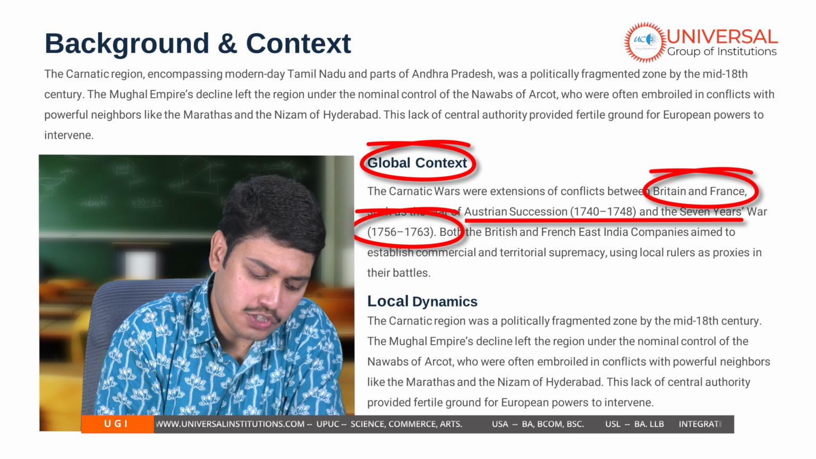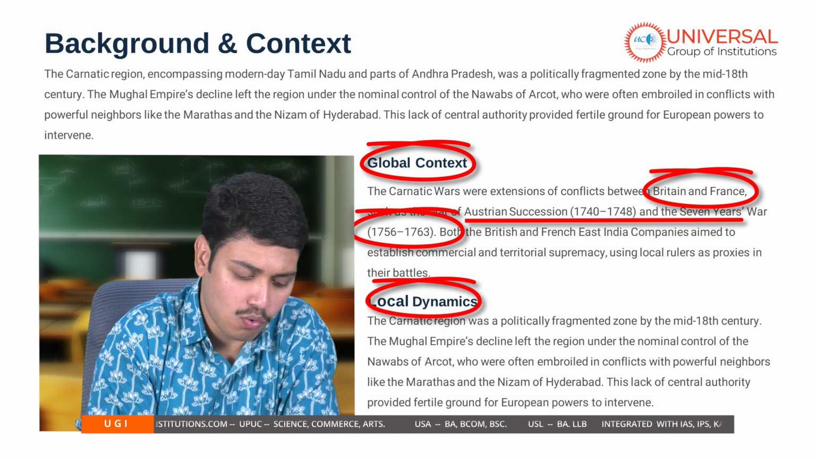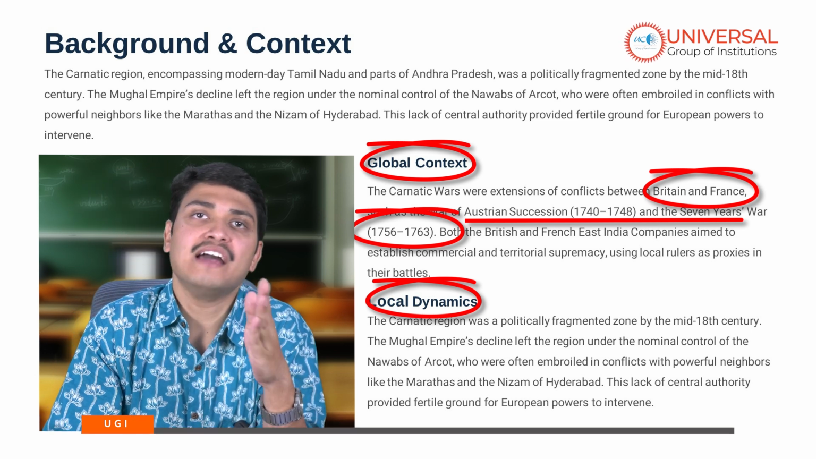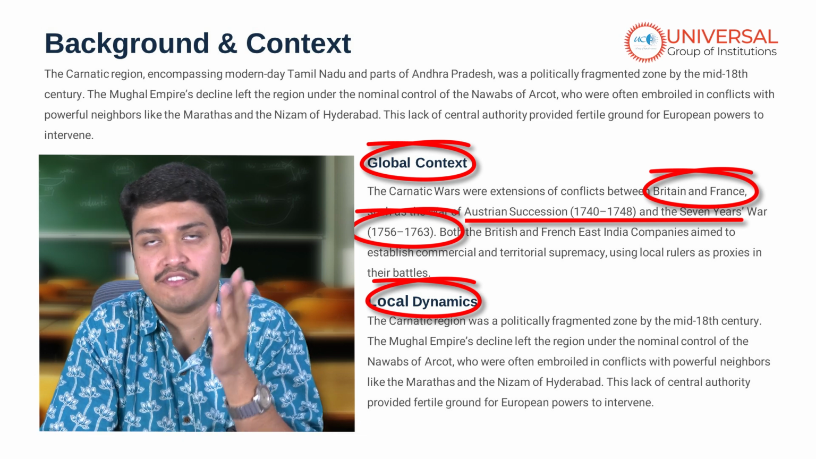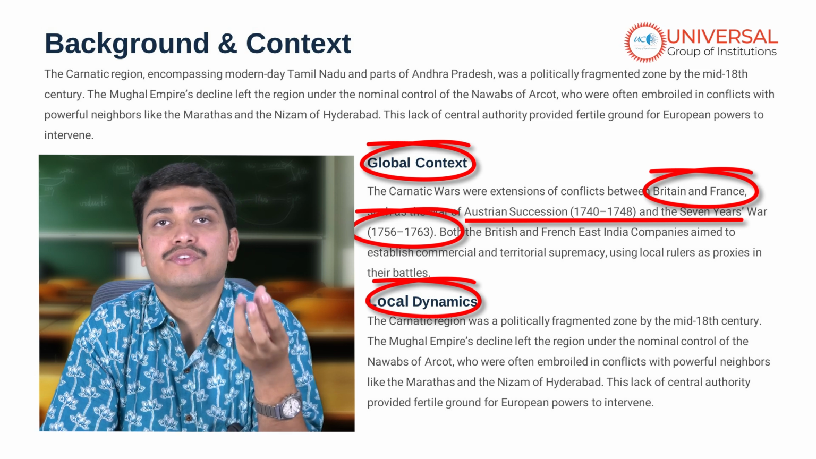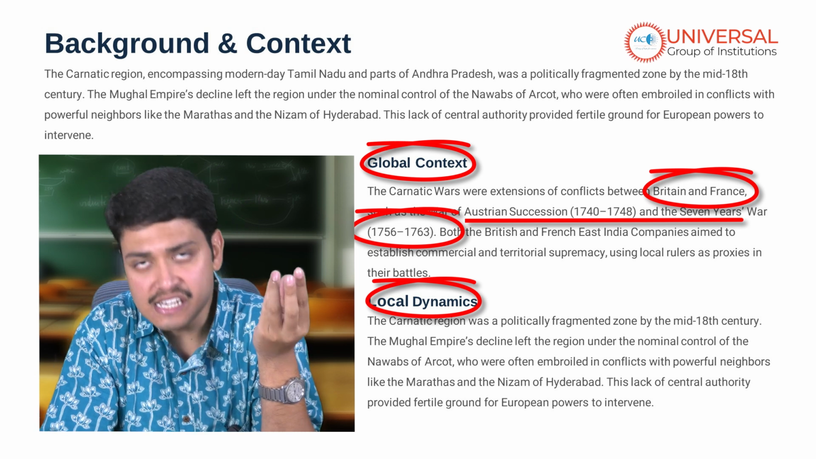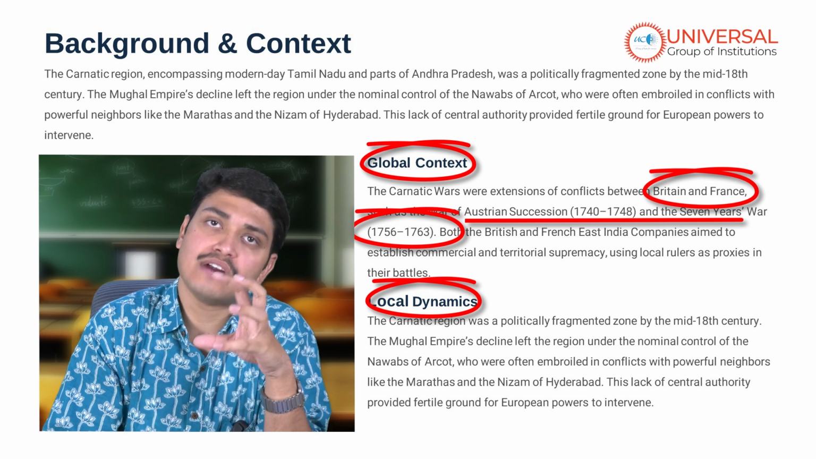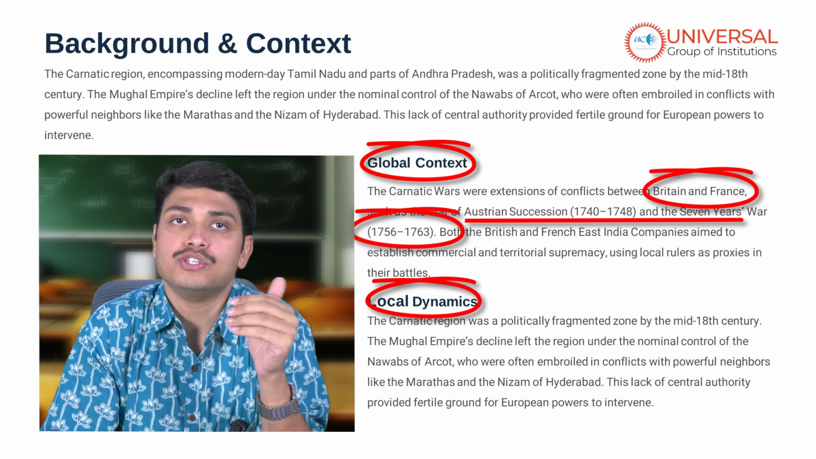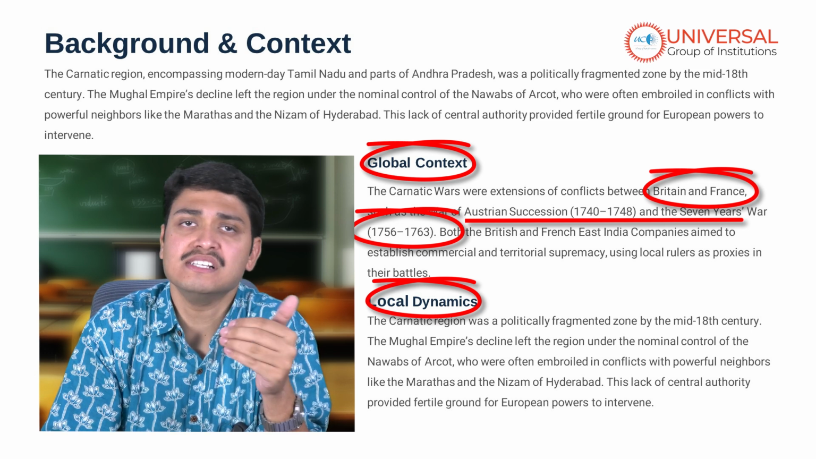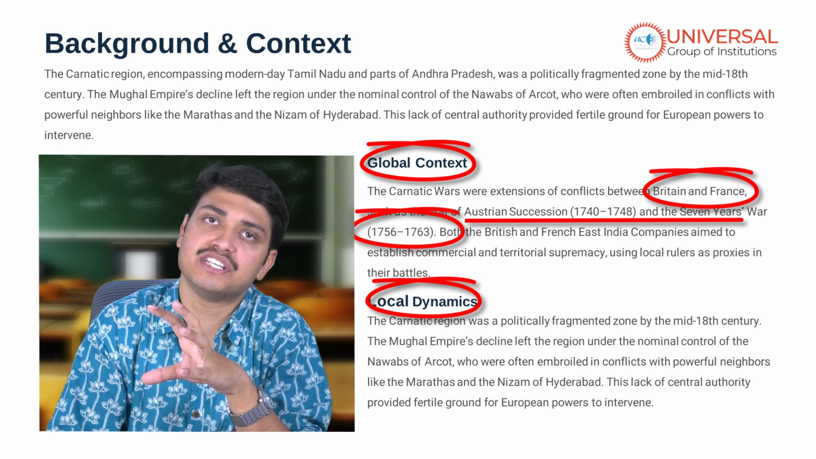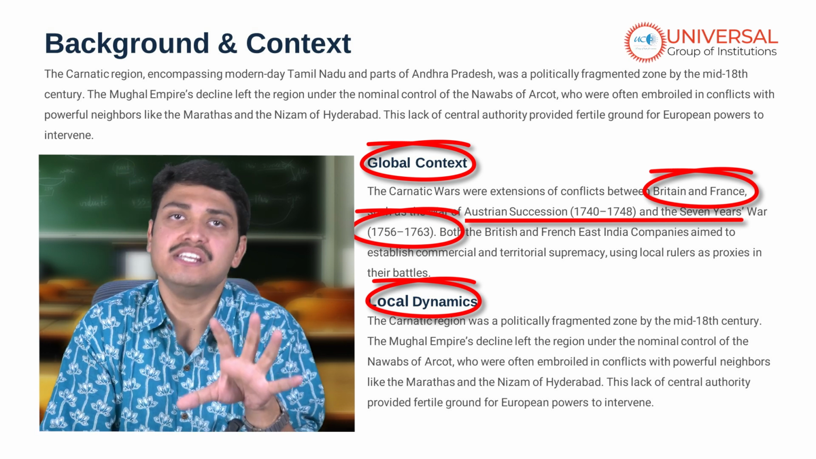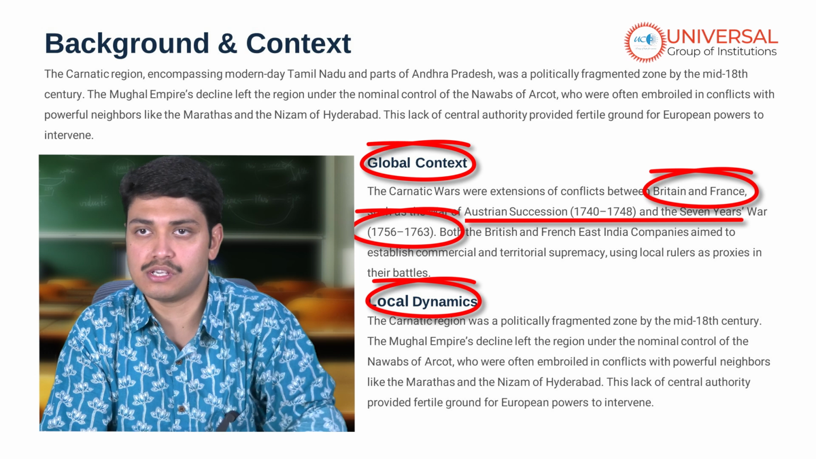And the second point is the local dynamics. Why is it important to understand the local dynamics? Because it was no longer a rivalry between the English and the French. It was rather a rivalry between the indigenous rulers, the local rulers of India. That rivalry got transformed into an Anglo-French rivalry, because the English East India Company and the French East India Company, in this particular case, took sides with the indigenous powers. The indigenous conflicts were utilized by those powers.